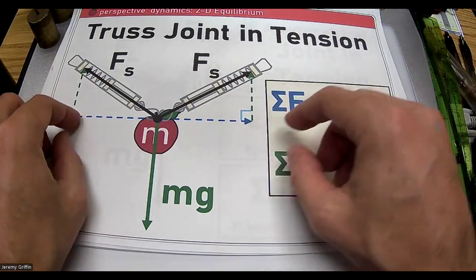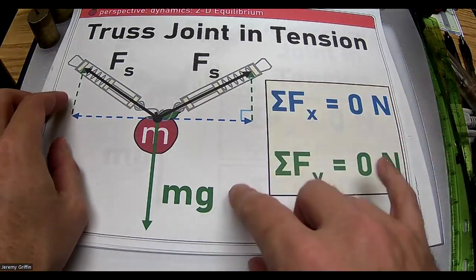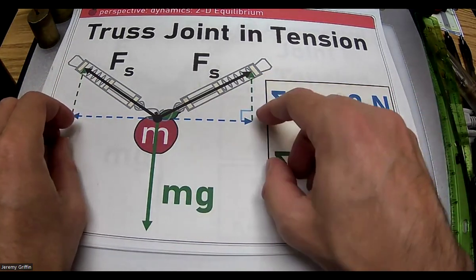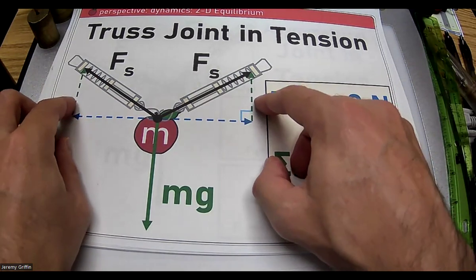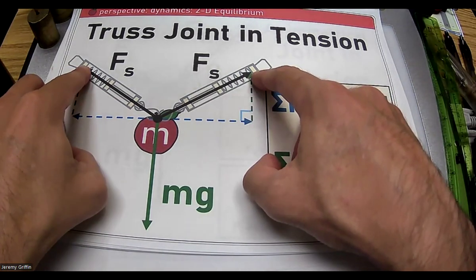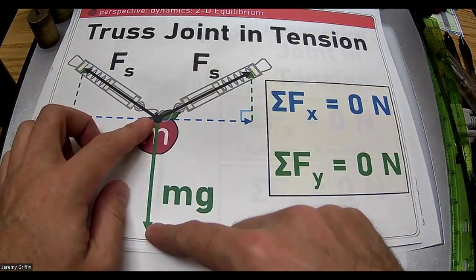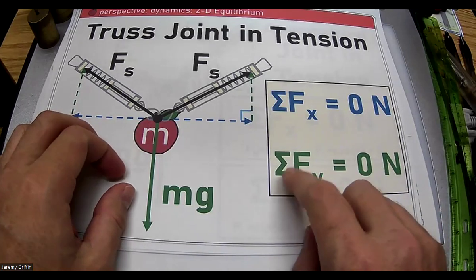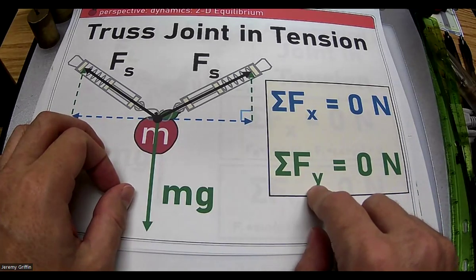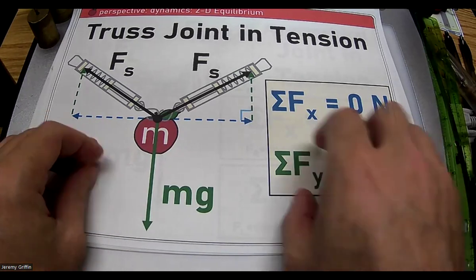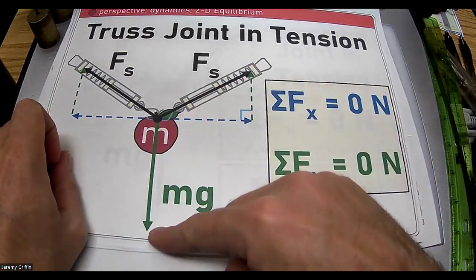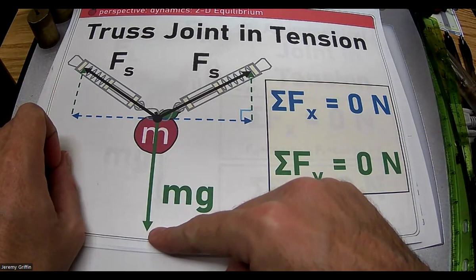Okay. How about in the vertical? You guys see all this green stuff? Do you think that these spring scales pulling up, this up and this up, have to balance with the weight pulling down? That's what this green bit says right here. It says the sum of the forces in the y direction, in the vertical direction, has to also zero out. This up and this up have to balance with this pulling down. Is that okay too?